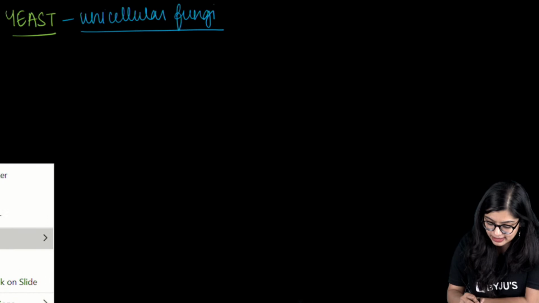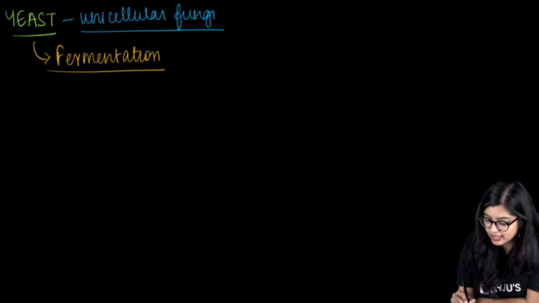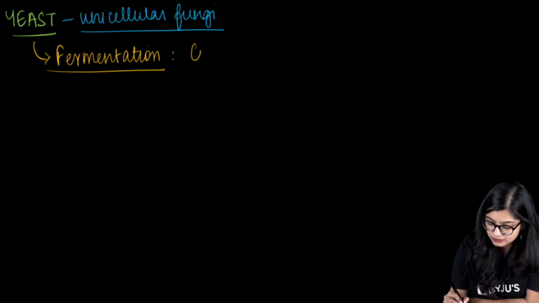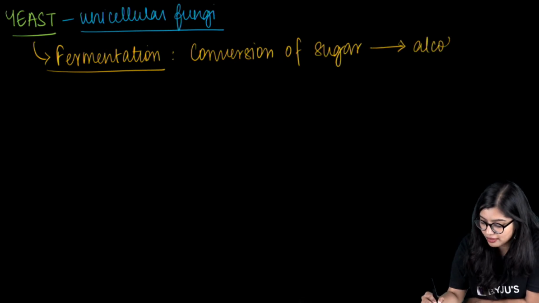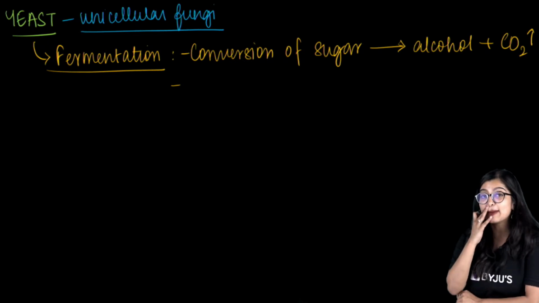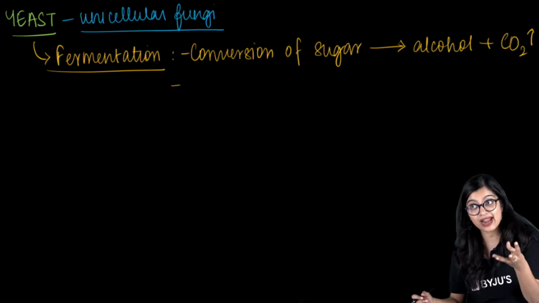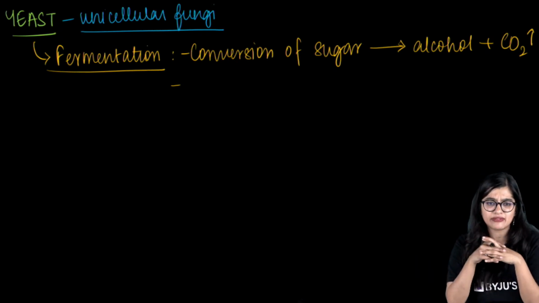Basically, yeast will facilitate a process called fermentation. What is fermentation? Fermentation is a process wherein there is conversion of sugar into alcohol, and carbon dioxide is given out as a byproduct. This is a process that we use in order to make bread, pastry, or even bhature. All of this uses this process.